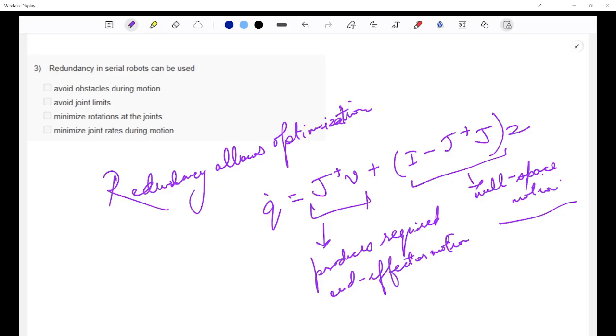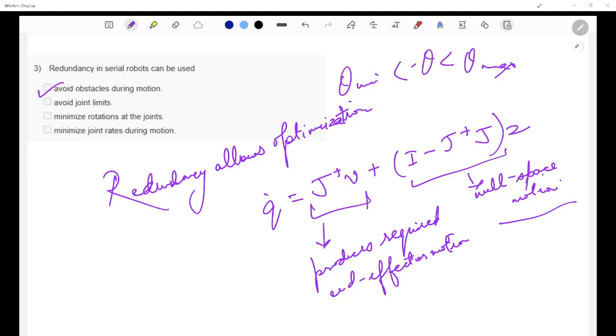So if there are two different arm configurations that can reach the same end effector pose, for example, a human arm reaching a point while avoiding the wall, because the robot has extra joints, it can bend around the obstacles. Therefore, option A is correct. Then each joint has limits, right? There is some theta min and theta max.